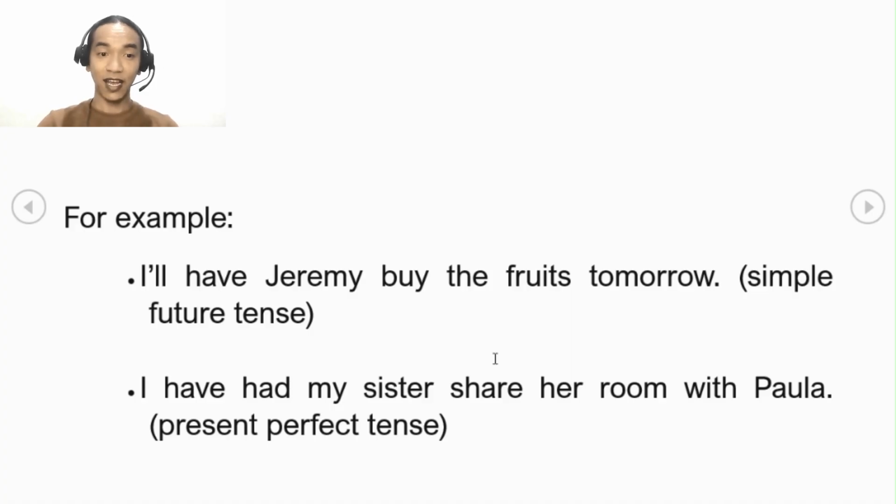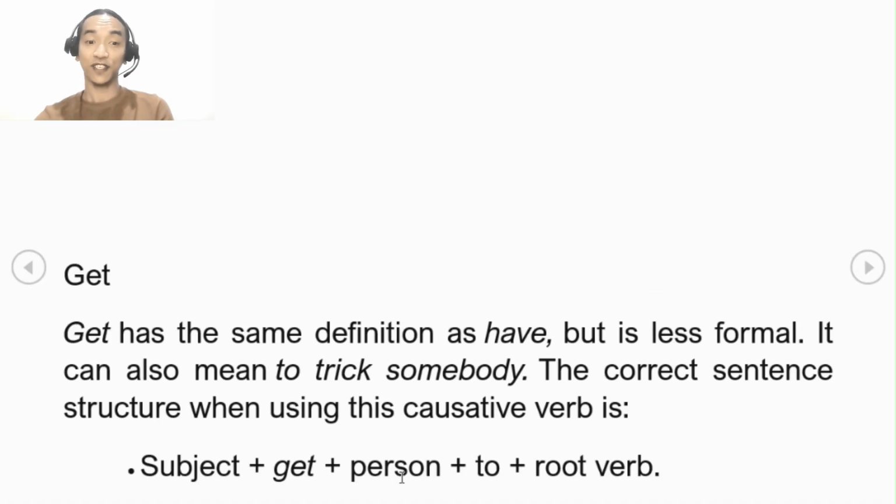So I want you to please think of your examples using the causative verb have. So for the next causative verb here is get, okay? Get has the same definition as have, but it is less formal. So it can also mean to trick somebody. It means you're trying to deceive them to do the action.